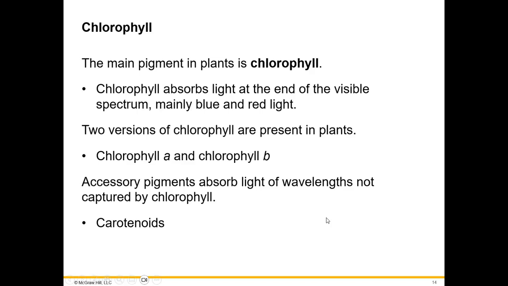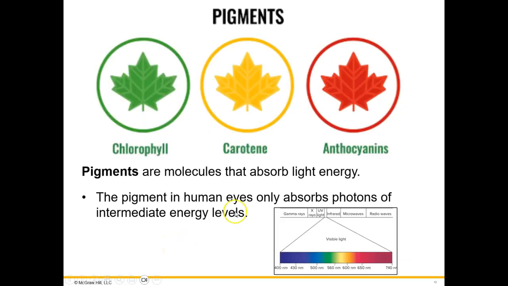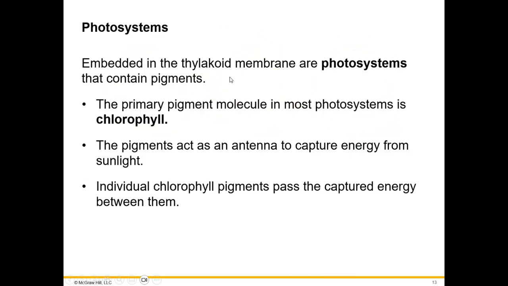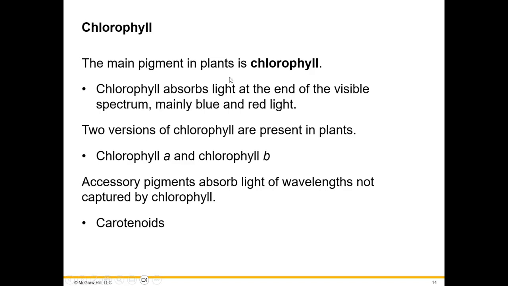There are also accessory pigments that absorb light of different wavelengths that are not captured by chlorophyll. Here's another example of one of those pigments, carotenoids. In the last slide, you could see it was represented by this yellow leaf. That's because carotenoids will absorb green light, but they will reflect red, orange, and yellow light.